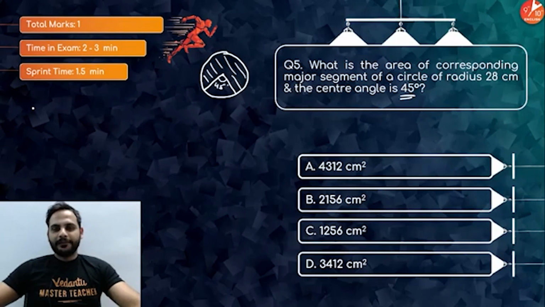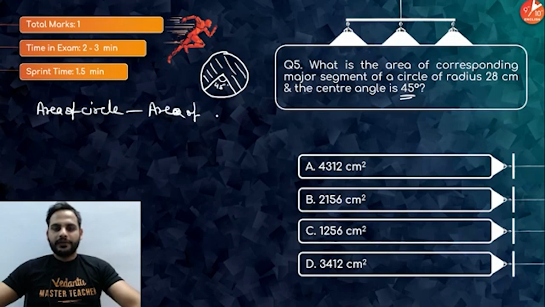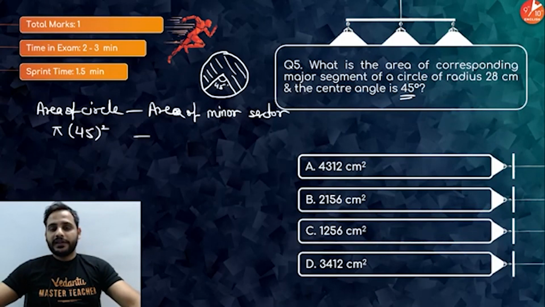So I know very well beta that, देखो, there are two ways. One is the area of the circle minus the area of the minor sector, or if it is 45 degree, you can find out the remaining central angle and directly use the formula. ठीक है, so I can say the area of the corresponding major segment. Let's say I'm using area of circle minus area of minor sector. ठीक है, area of circle will be pi r square. All right, minus minor sector area will be theta by 360 into pi r square.